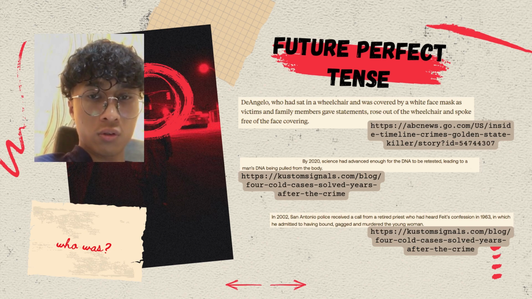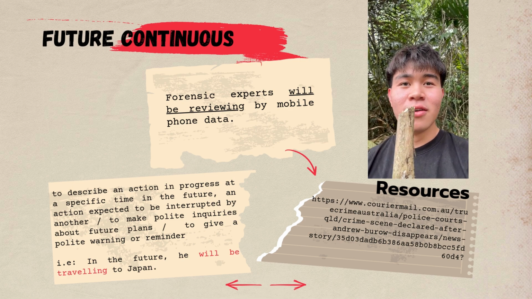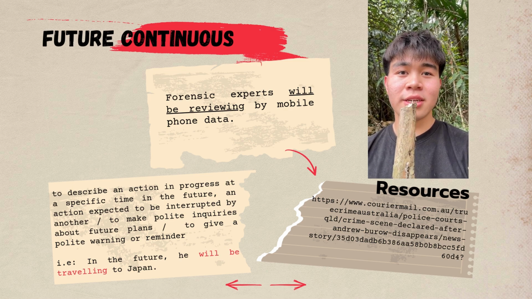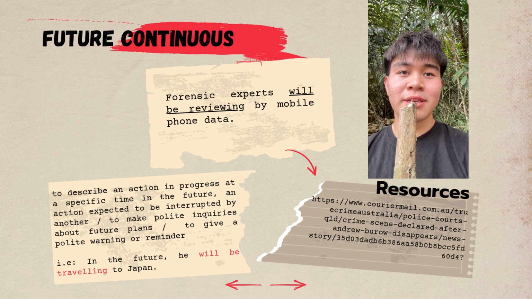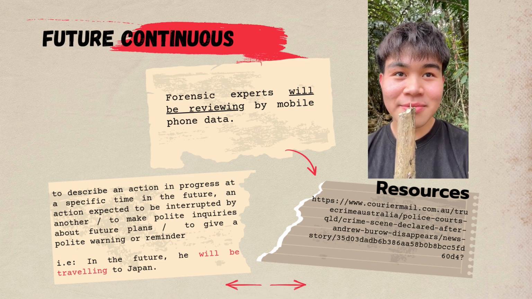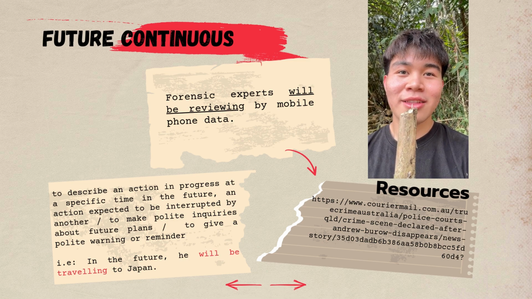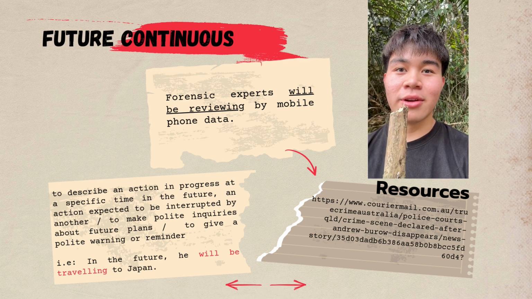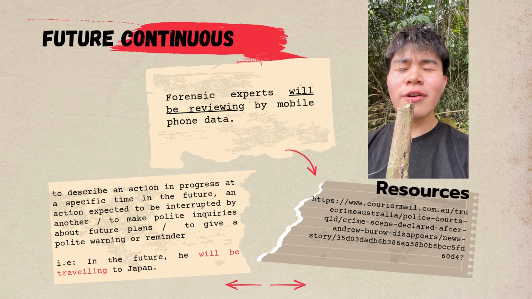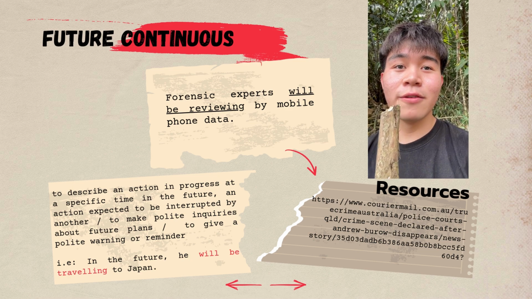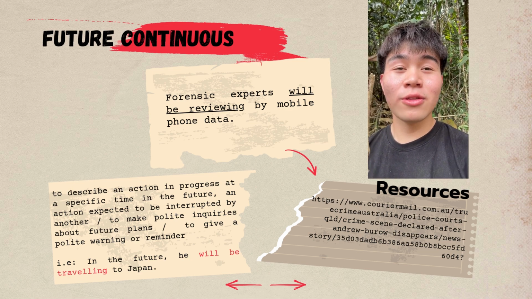We will continue to Raymond in future continuous. For future continuous, forensic experts will be reviewing mobile phone data to describe an action in progress at a specific time in the future. An action expected to be interrupted by another, to make polite inquiries about future plans, to give a polite warning reminder. Example, in the future, he will be traveling to Japan.